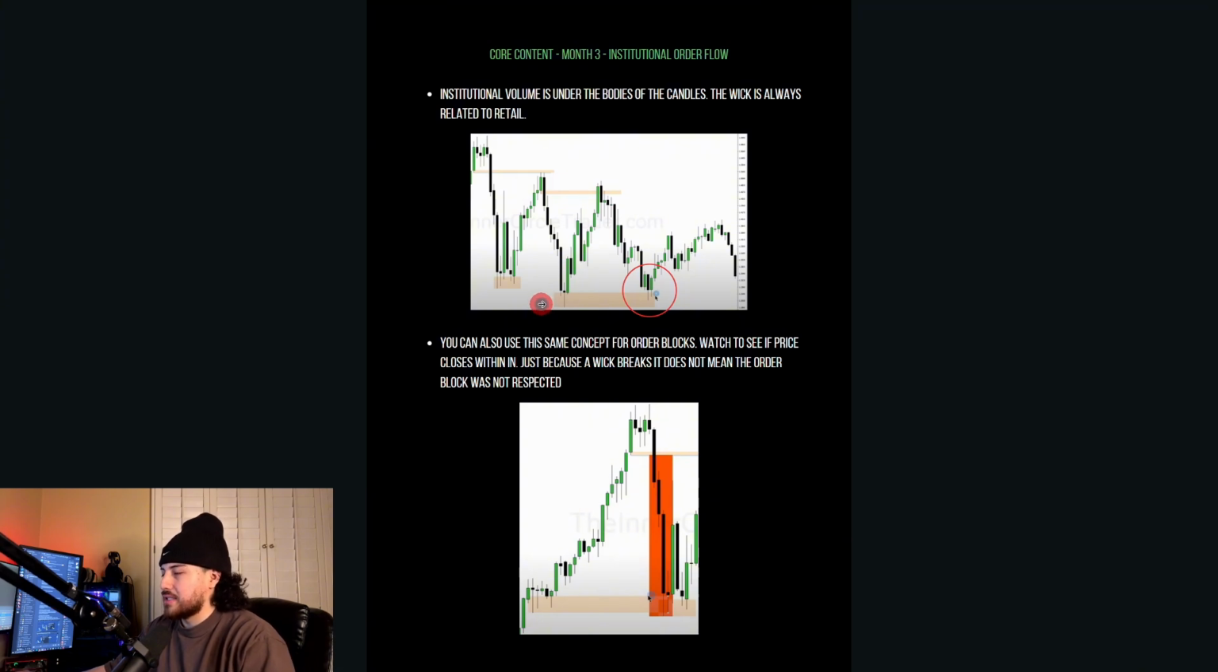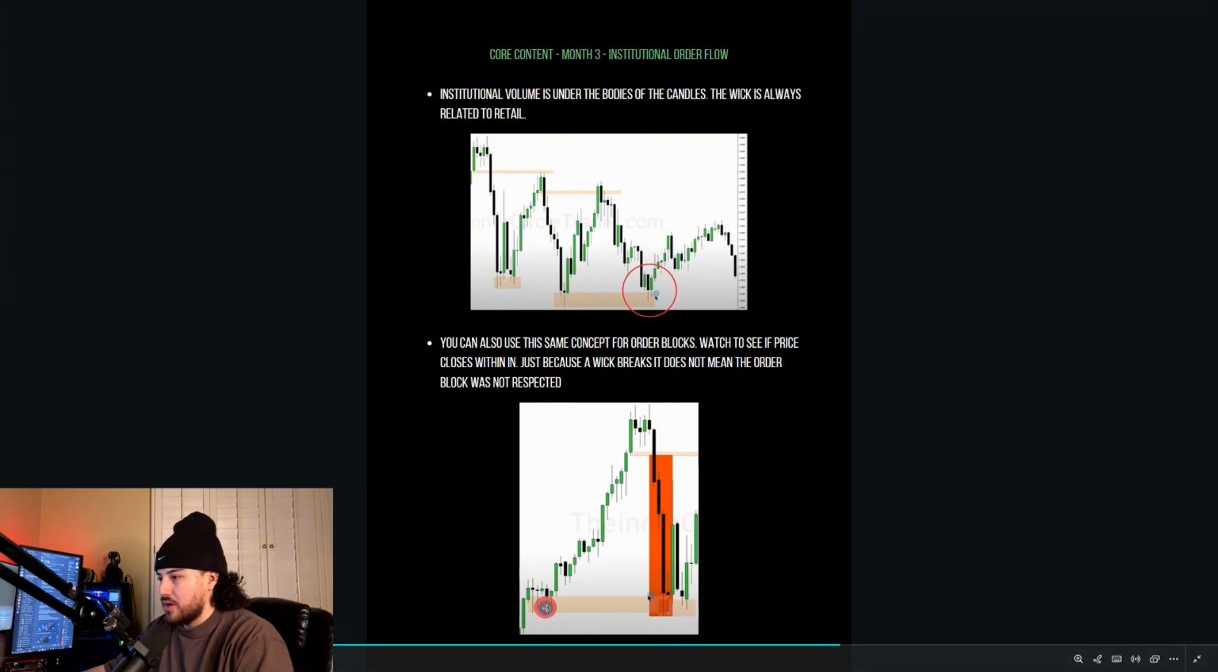I will state that this is kind of, as of right now, a little difficult to understand, because how do I know when price will run the low versus just simply tap into the closure of the candle? I'm not too sure, but for now, let's just understand that he is describing institutional volume is under the bodies of the candle, not the wicks, and the wick is going to be related to retail. You can also use this same concept for order blocks. Watch to see if price closes within it. Just because a wick breaks it does not mean the order block was not respected.